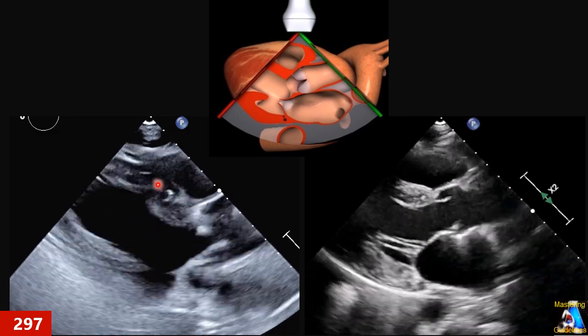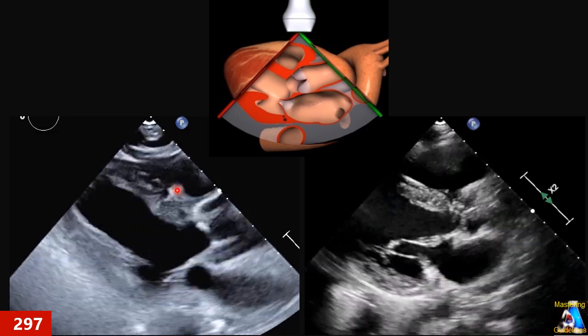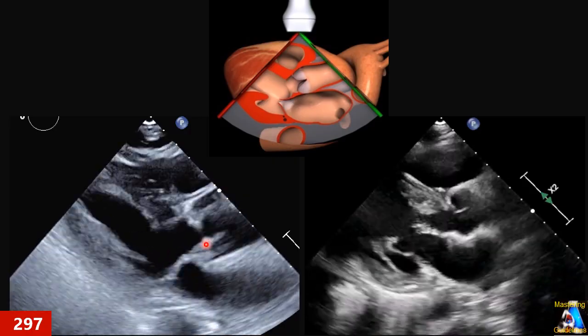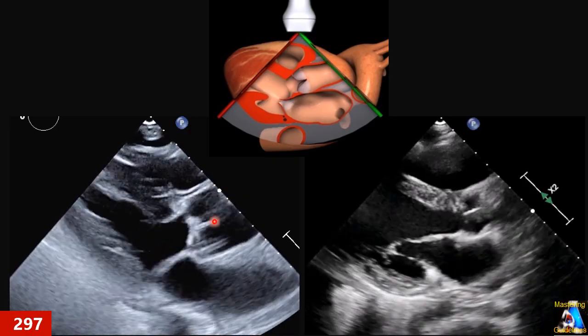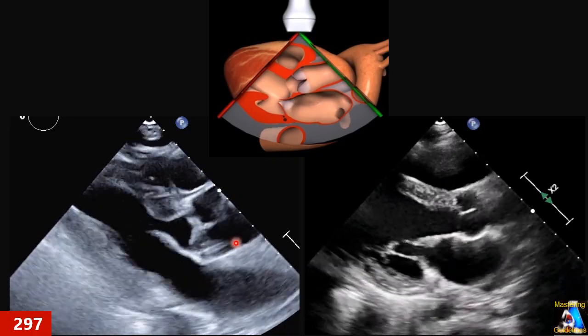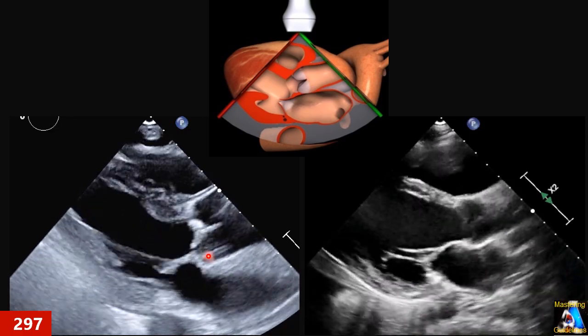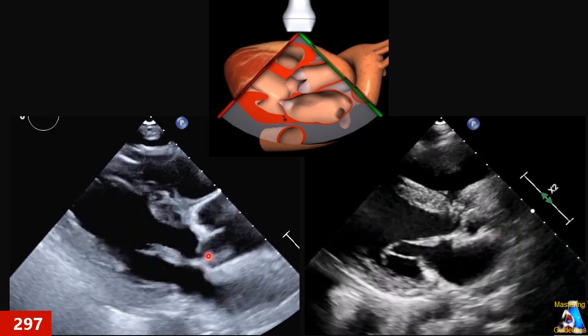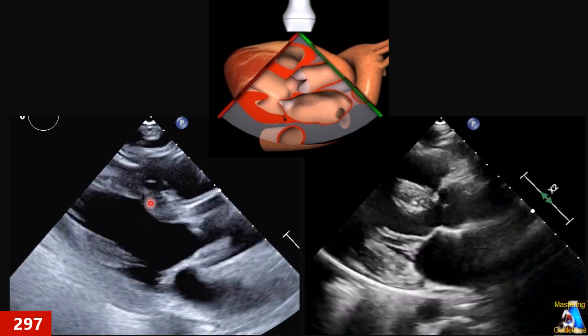For any study, any type of study, for measuring any dimension, as a general rule, we have to use the highest resolution. The highest resolution in ultrasound is axial resolution. And axial resolution means our sound beam hits perpendicular, or at 90 degrees, to that structure.